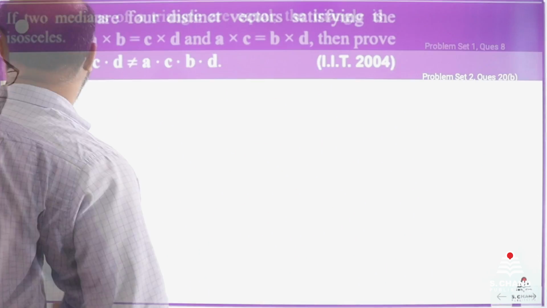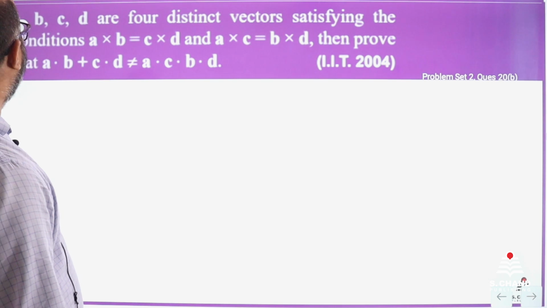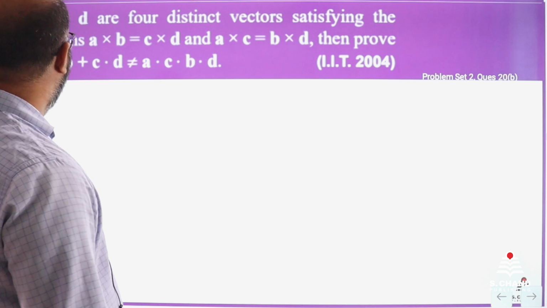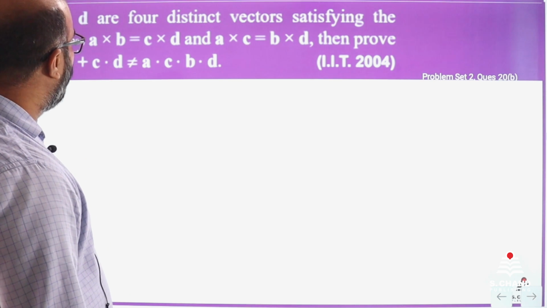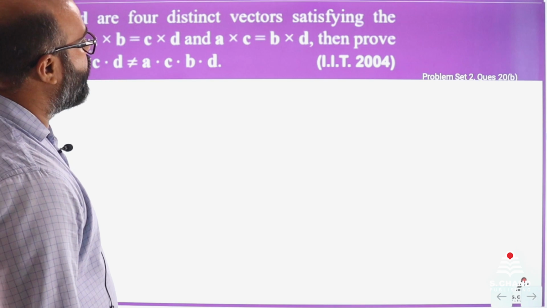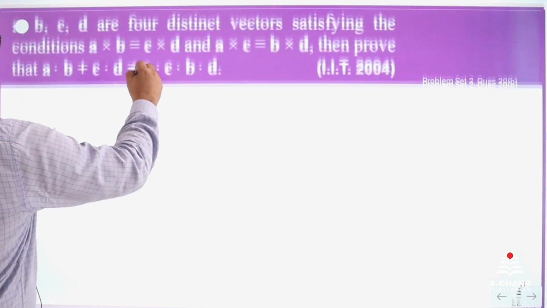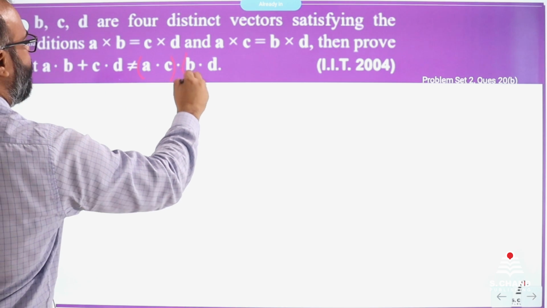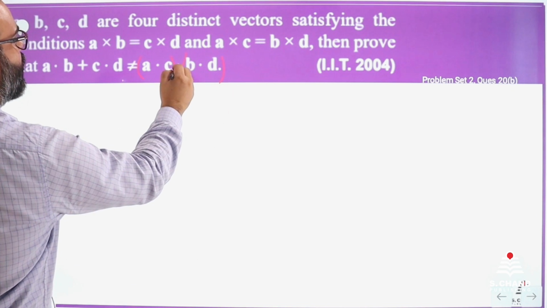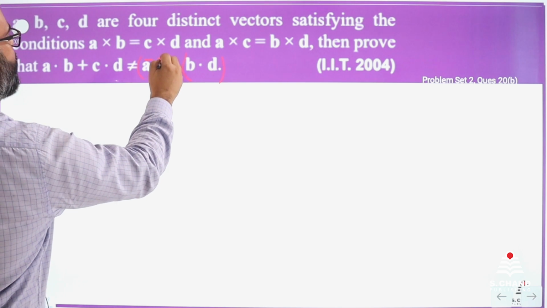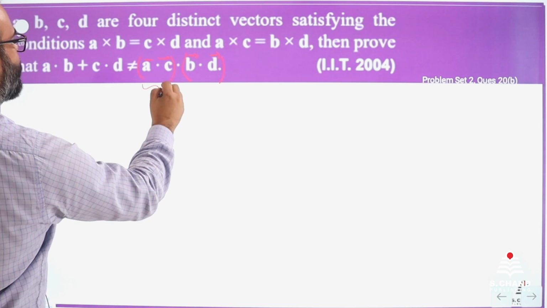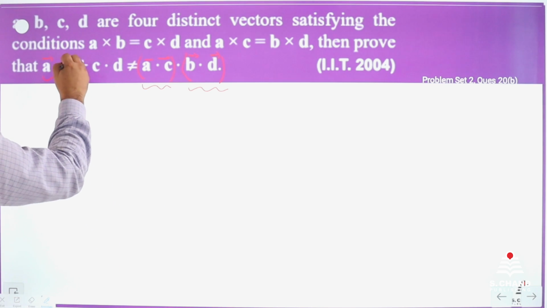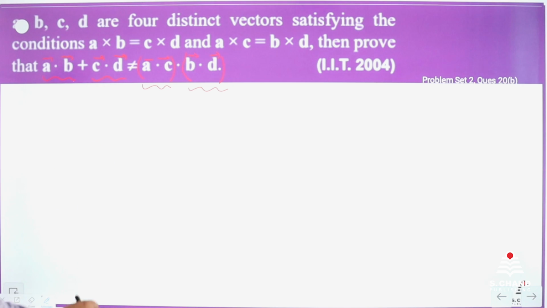So the next question says a, b, c, d are 4 distinct vectors satisfying the conditions a cross b is equal to c cross d and a cross c is equal to b cross d. Then prove that a dot b plus c dot d is not equal to a dot c plus b dot d. So this is a dot product right here, and we have this multiplied with this dot product. So this is a multiplication and this is the dot product. You can say that these are the vectors, and you are getting a scalar here, and there is a multiplication. And here also dot product of two vectors.